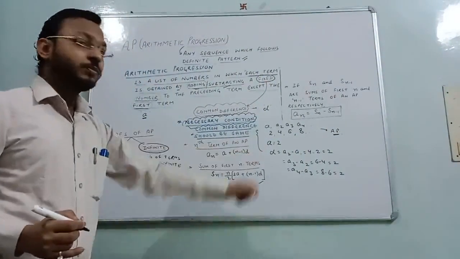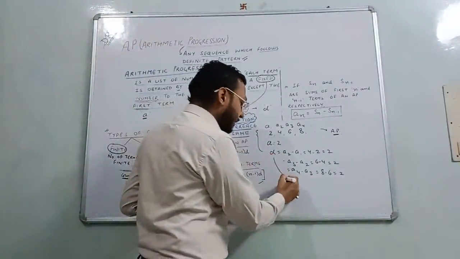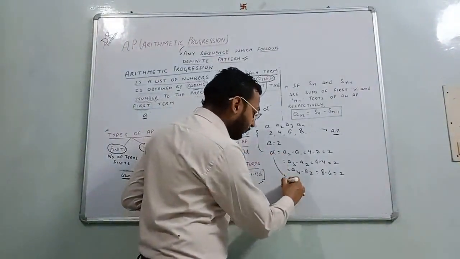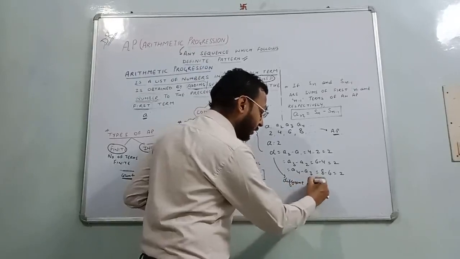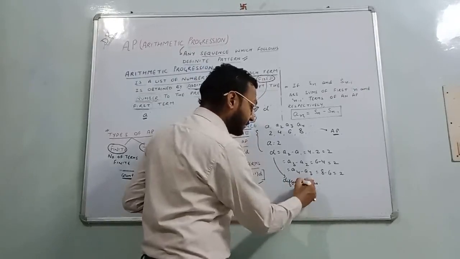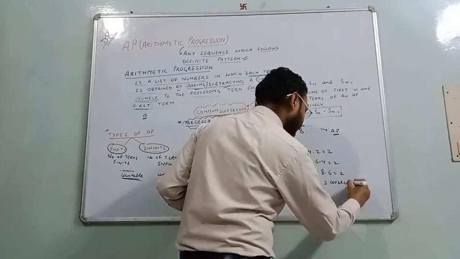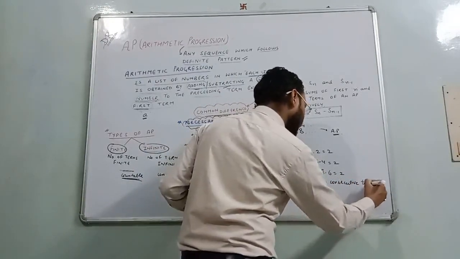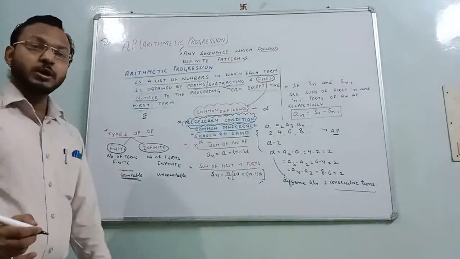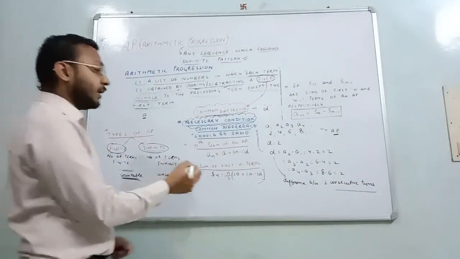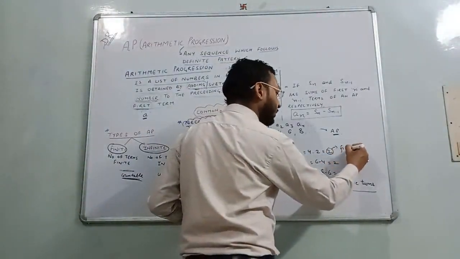Okay. Now from this example I can see d, or you can say common difference, is the difference between any two consecutive terms. And here the fixed number is 2. This is the fixed number according to the definition.